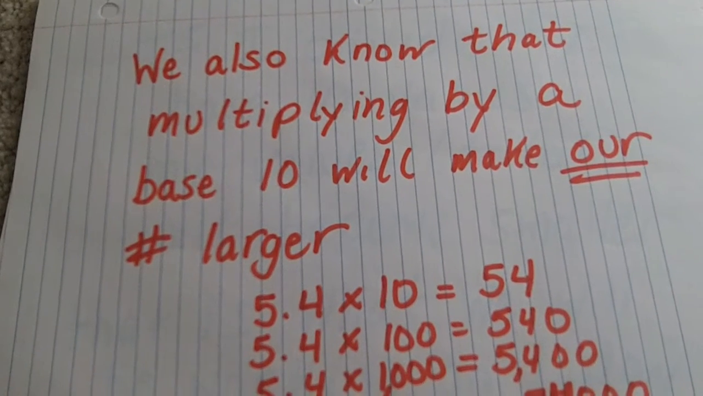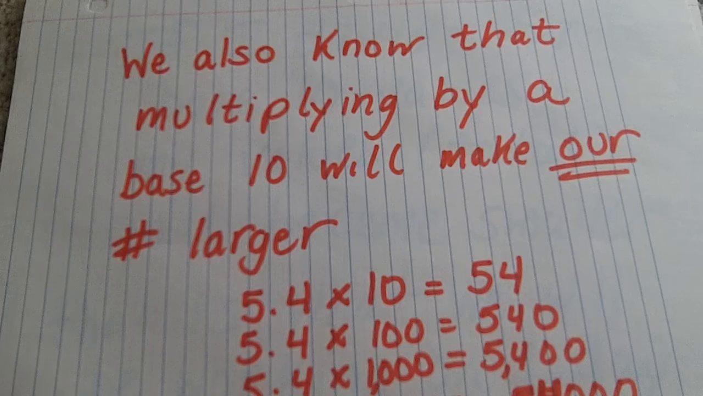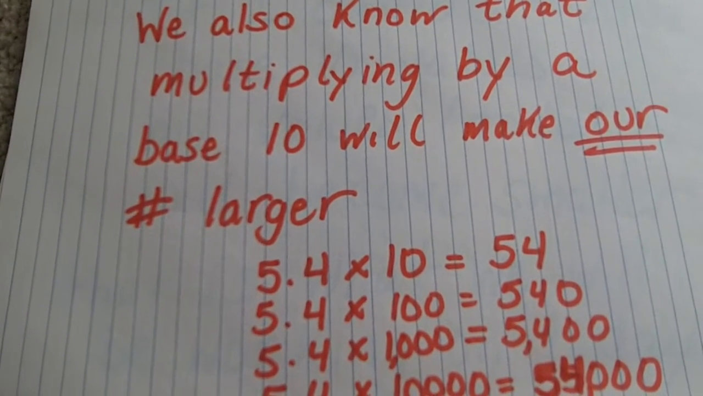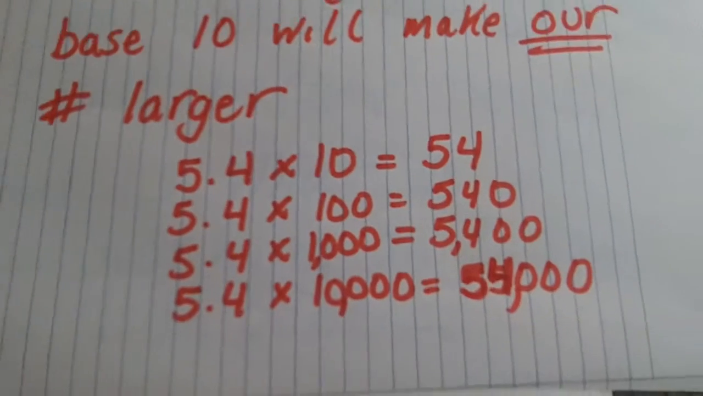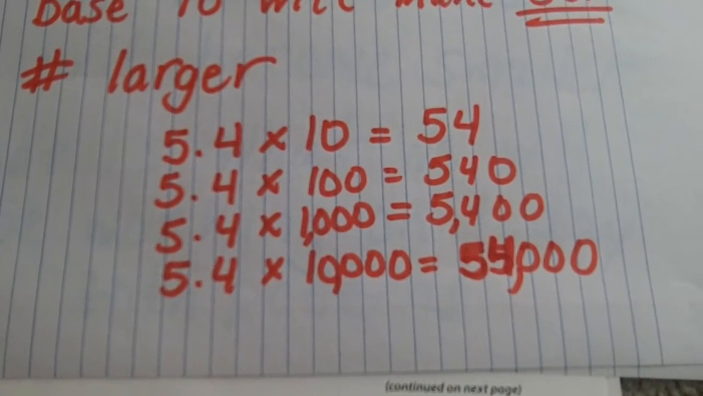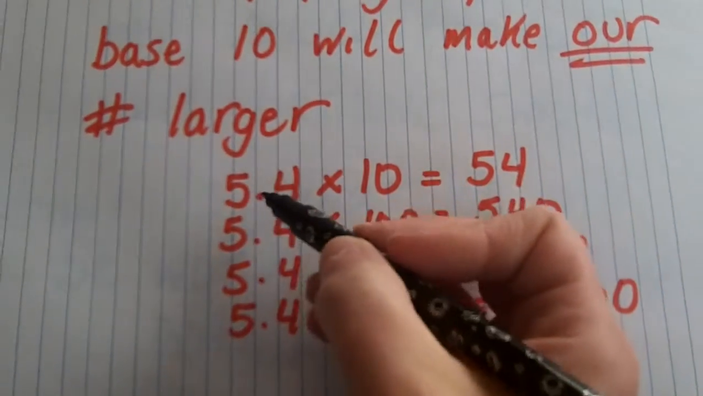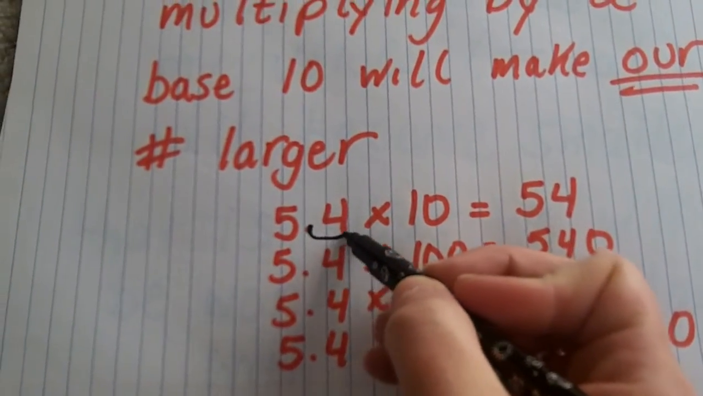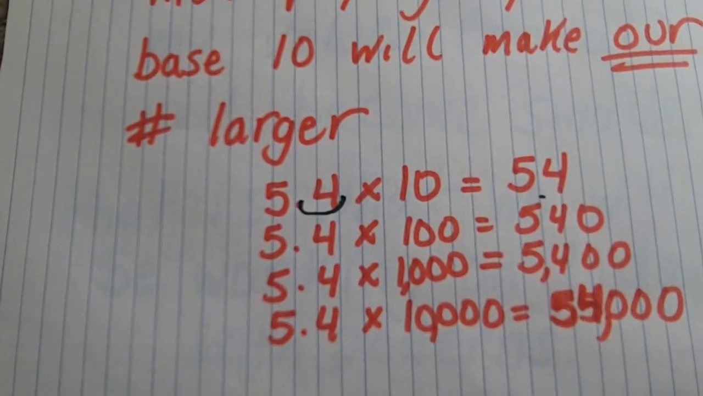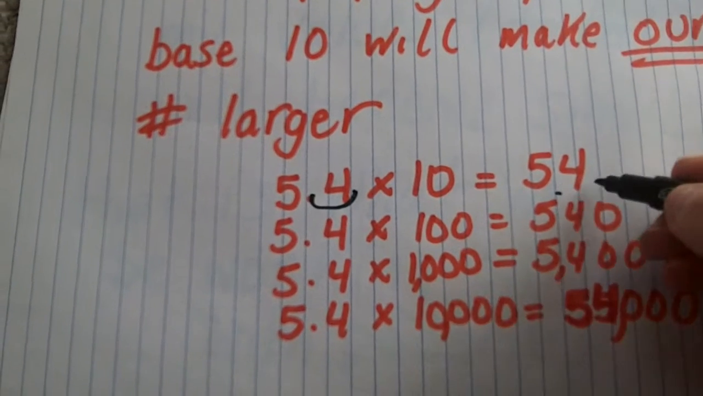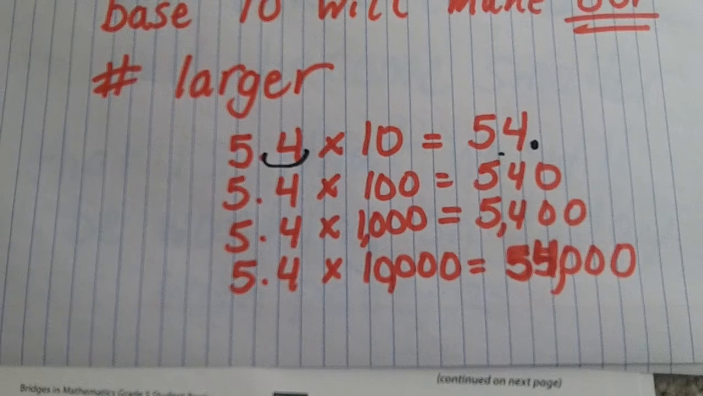We also know that multiplying by a base 10 number will make our number larger. So if we look at our pattern of 5.4 times 10, because we are moving our decimal one place value to the right, we get an answer of 54. You can put the decimal there if you want. It will not change the value.